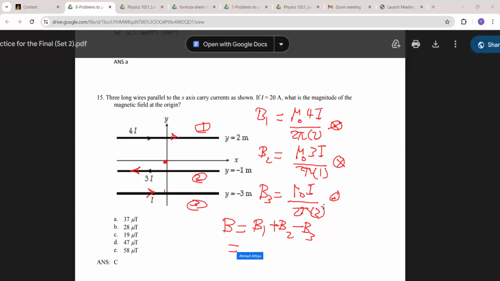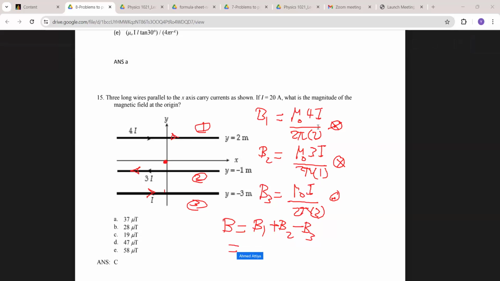But doctor, if B3 is outside, shouldn't B1 also be outside? No. Here it is in negative y. So put your thumb in the direction of the current, rotate your four fingers at the region of the origin. You will find that your thumb is outside screen now. Yes.